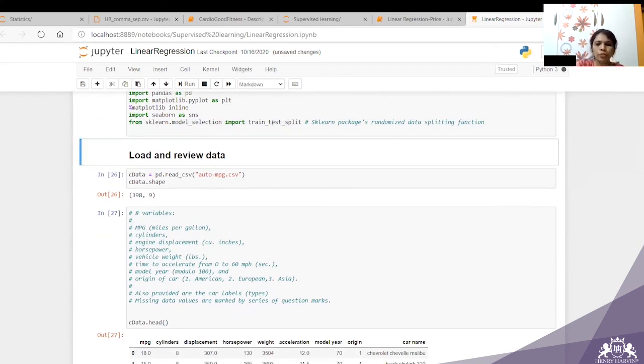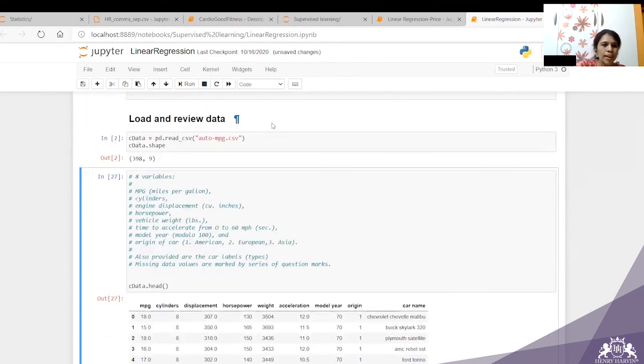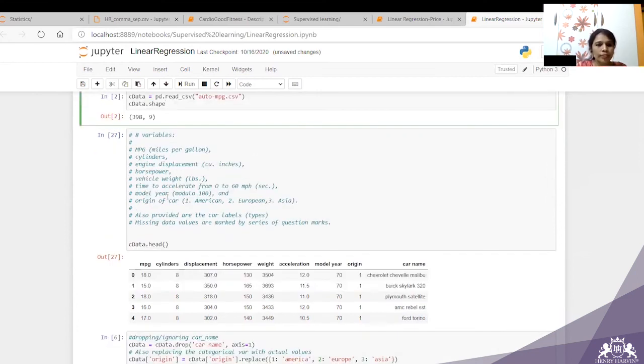Then I want to read my file, which I have stored as autompg.csv. This is available in your LMS. You can also go to an online repository and check for data; there are so many CSV files you can take and work on.